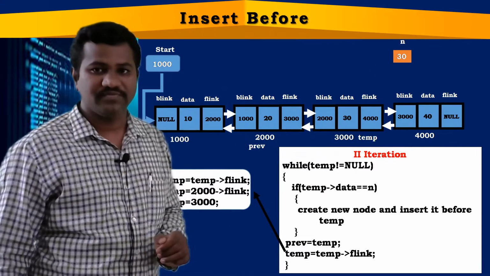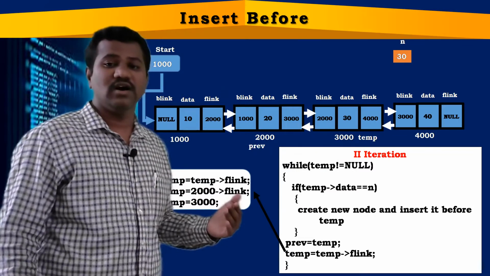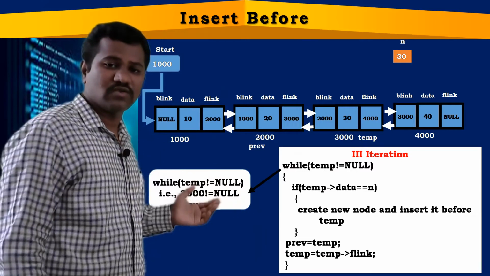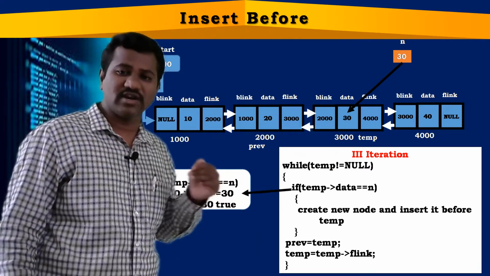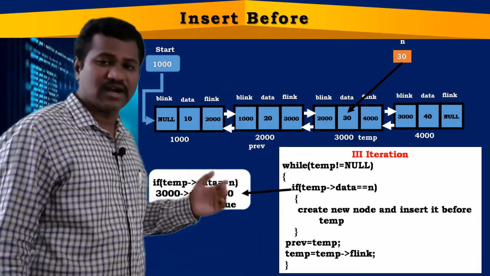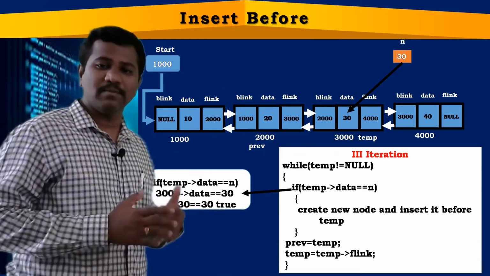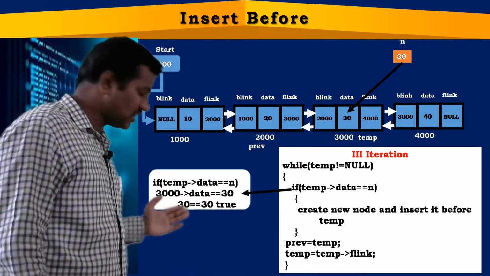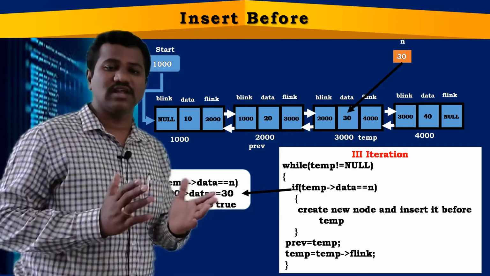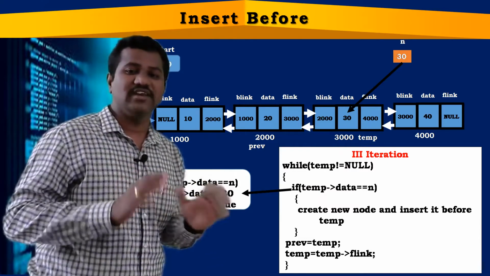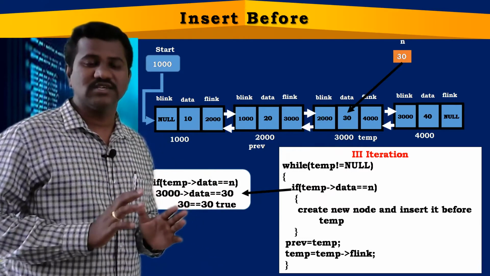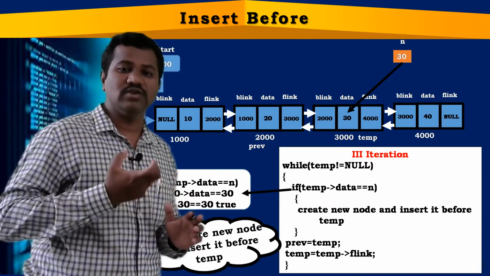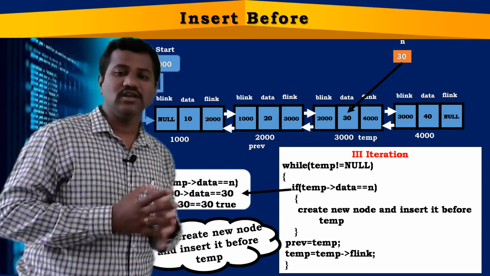3000. After moving temp from 2000 to 3000, again I am entering into the third iteration, that 3000 not equal to null. Condition is true. Condition true means I am entering into the if part. In this if part, I am going to compare the data part of 3000 with respect to n. So 3000 data will have 30 and n value is what? 30. 30 equal to 30 means condition is true. True means I need to stop the process of searching because a match is found here. We need to create a new node and insert a new node before 3000.